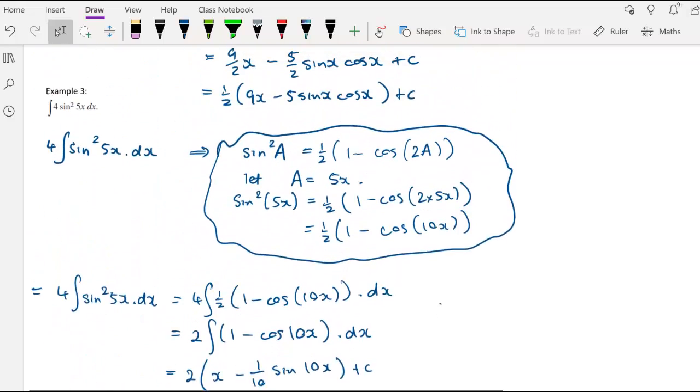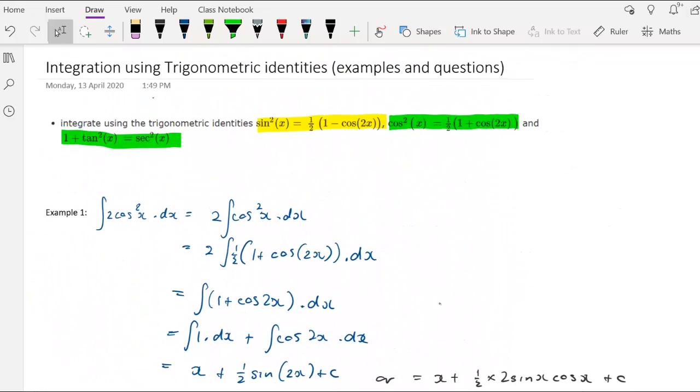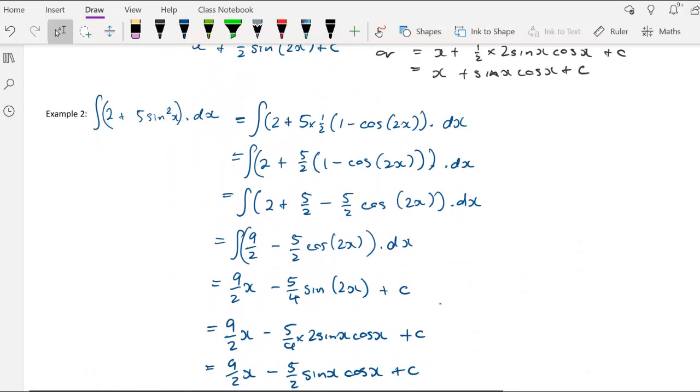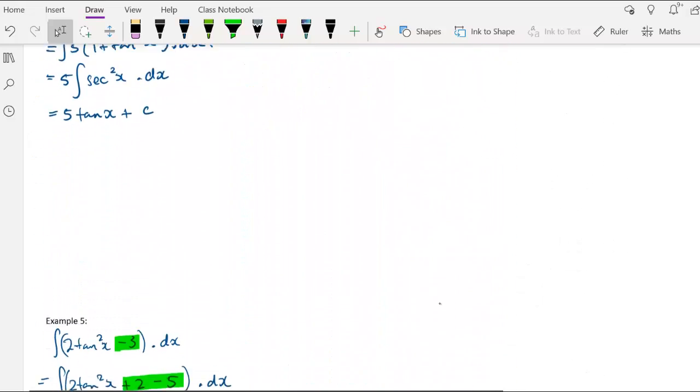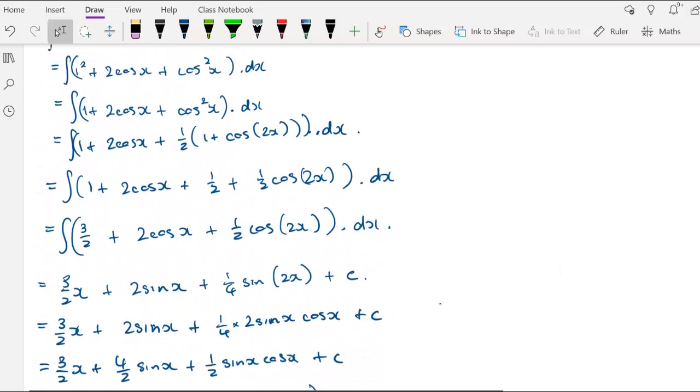Okay, so that concludes the lesson and the examples with integration using trig identities. Hopefully that makes sense. Again, it will take practice and fluency to ensure that you can do this in exam conditions.